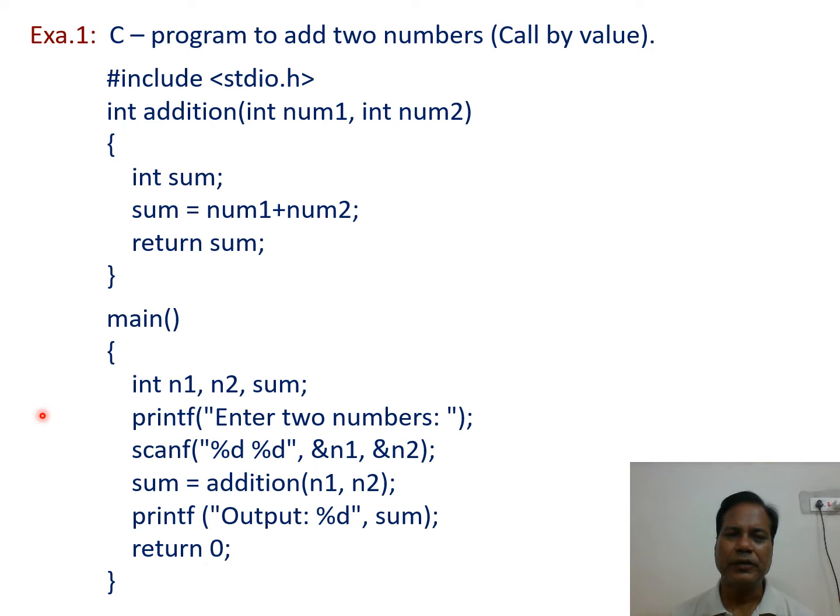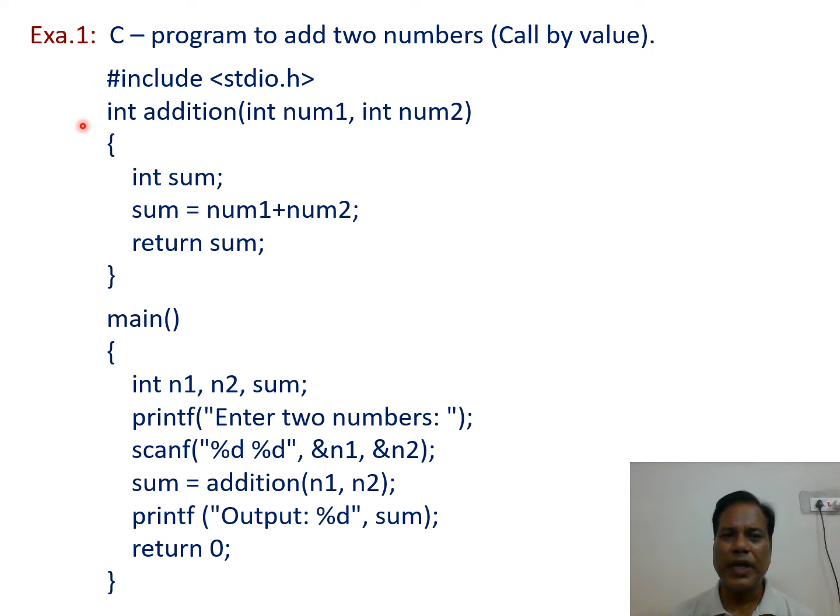As seen, there are two functions in this program. The first function is the addition function and the second function is the main function. If we take the first statement in this program, #include within less than and greater than signs, stdio.h is written. This statement includes the standard input-output header file in our program.